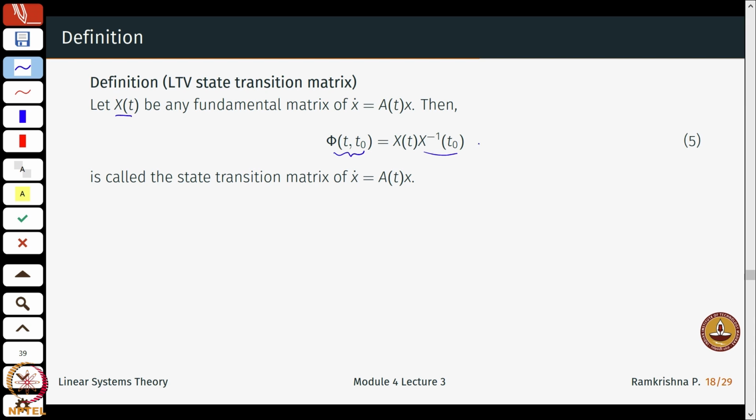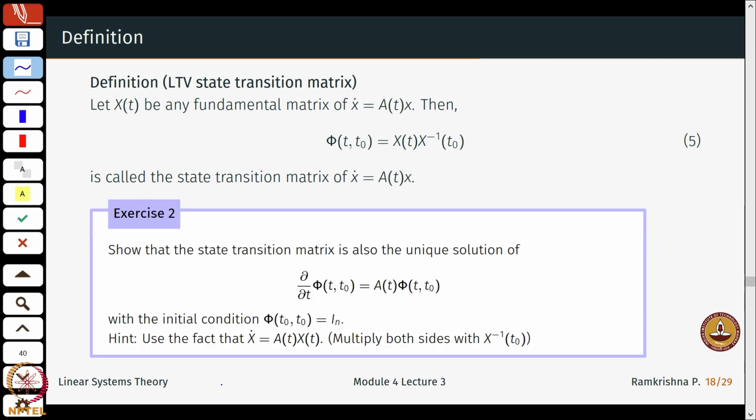Okay, which also eliminates the thing that I am not really looking at any 0 initial condition, that's not really exciting to me. Now, this phi(t, t0) is called the state transition matrix of A(t) times x. As usual, we will have to verify this claim. Can I show that the state transition matrix is also a unique solution of this one?